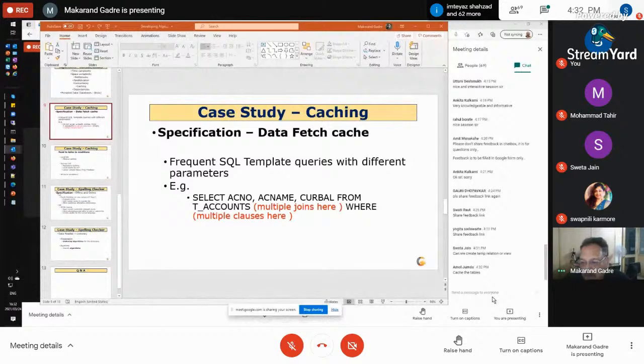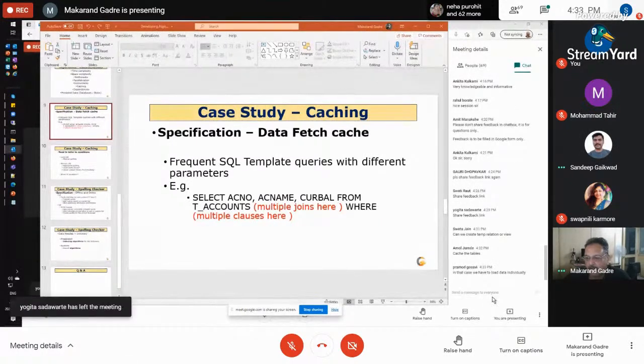This is actually a realistic scenario. Okay, Amol Zumde says, let's cache the tables. Okay, somebody says, in that case, you have to load data individually. Yes, correct. Let's give a more concrete thing to this. We have got 1 million accounts, so let's say 1 million is too big. We've got 100 accounts here, and every query takes 1 second. So we are looking at populating a table with a 100 second delay, every time you make a query, 1 second for every user.